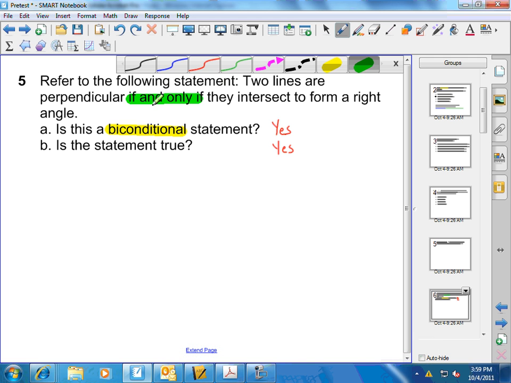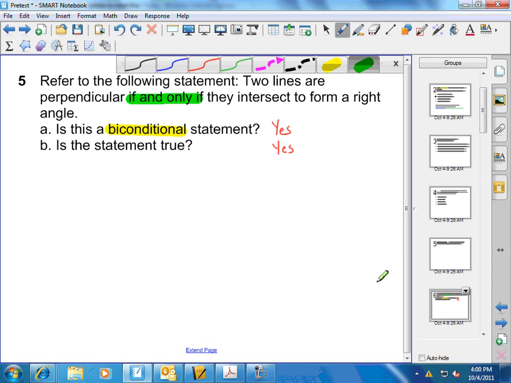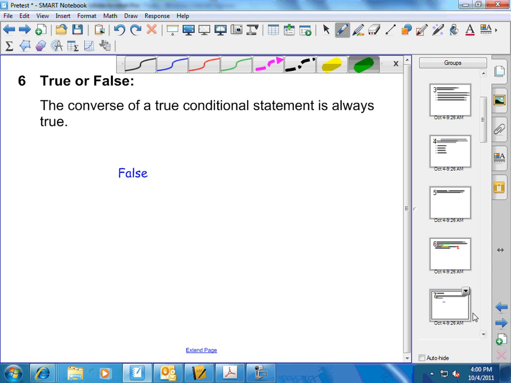One condition, each of these hypotheses are dependent on each other. Is the statement true? Yes, it is. Again, this is the definition of a perpendicular line. 2 lines are perpendicular if and only if they intersect to form a right angle. The definition of perpendicular lines is the basis of this biconditional statement. So that's number 5. Let's look at number 6.